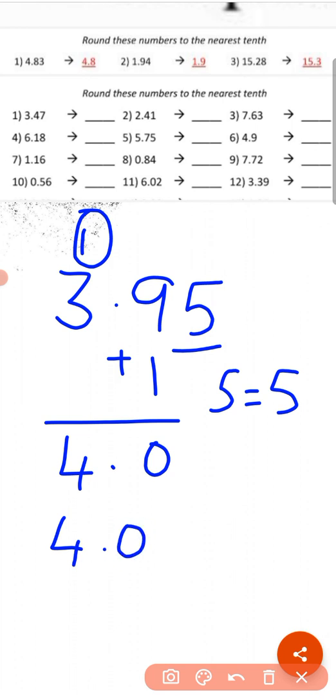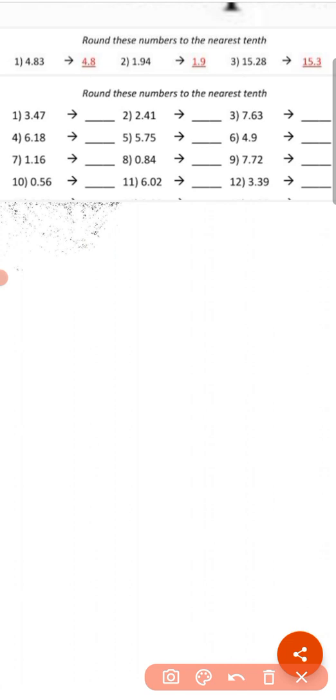4.0. When 0 comes, what did the teacher say? After the decimal, that 0 is valueless. If only 0 comes like this, that 0 has no value. So we can write it as 4. 4.0 is same as 4. Okay.